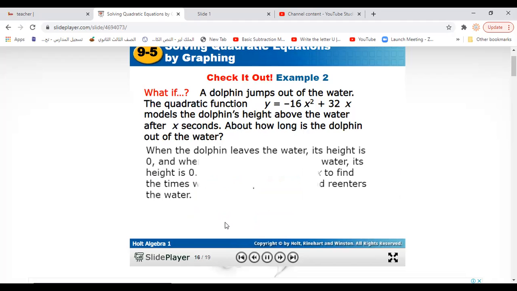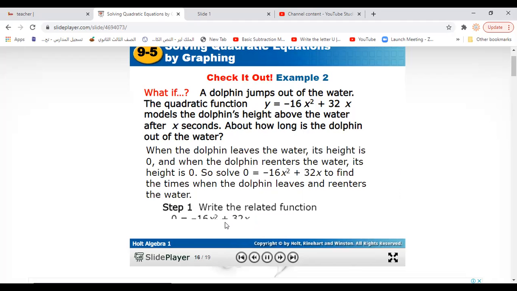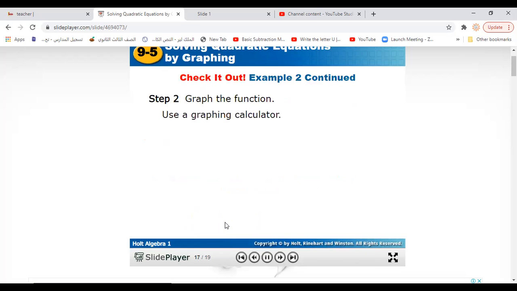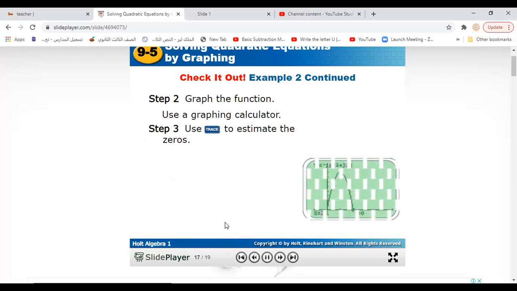Then, to solve the equation, we will write the related function, which means we will change the value of y to 0. Then we will find the value of x and represent it graphically the same way. We will find the axis of symmetry, then the vertex, and then two other points. Then we will graph it. Once we graph, we will check the graph.